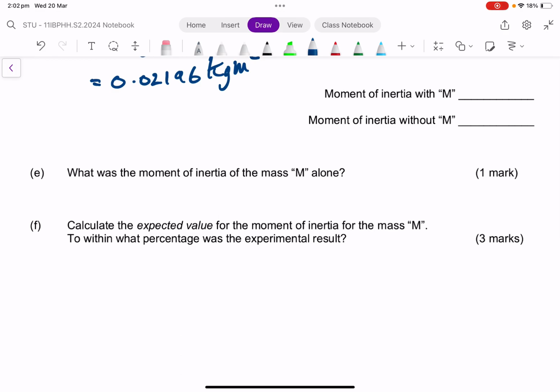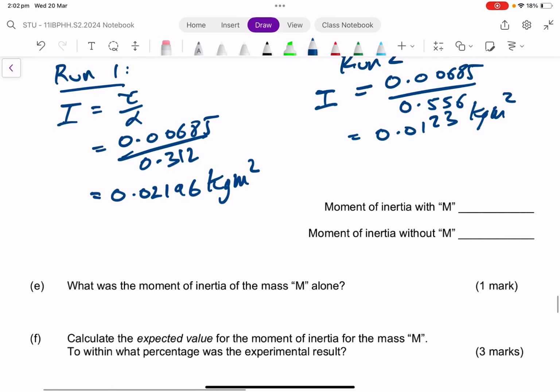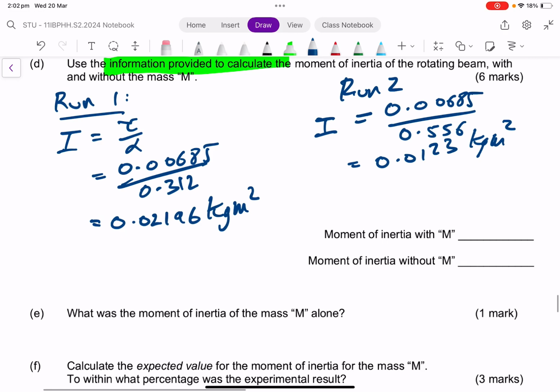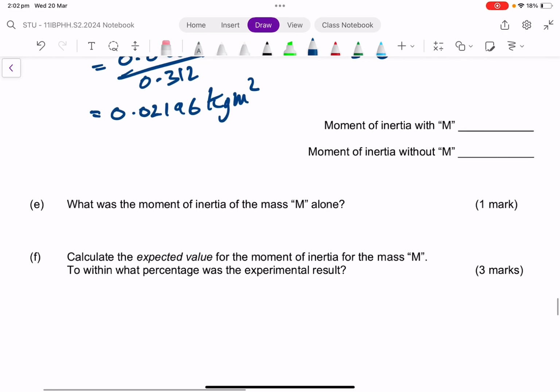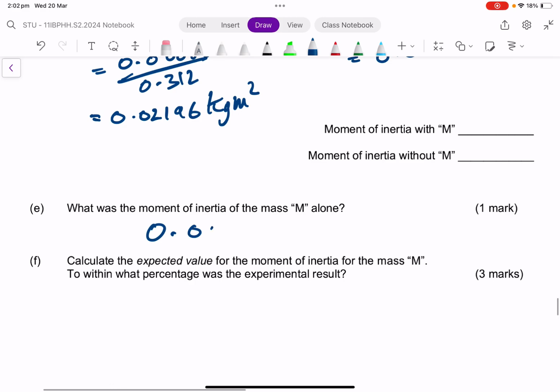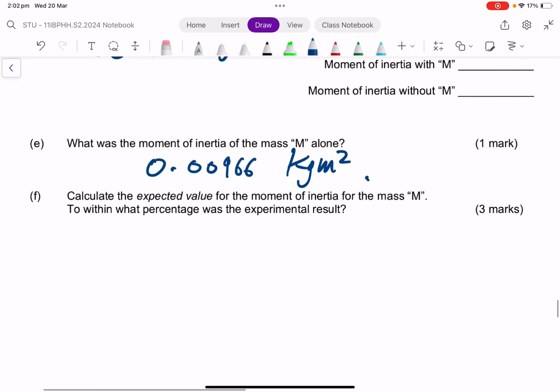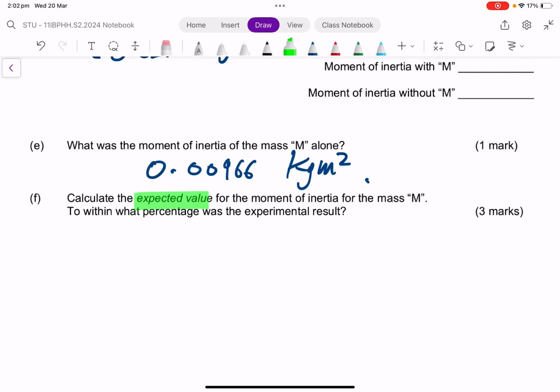Okay, E, what was the moment of inertia of the mass alone, guys? Well, you subtract one from the other. That's how moments of inertia work, and that's how we did it in the experiment the day before. So 0.00966 kgm squared. Happy times. Now, calculate the expected value for the moment of inertia. Well, the expected value, you go to your data sheet and say, right, well, the expected value of just a mass spinning at the end of a string, because there's no beam there. If the mass was on its own, what's the moment of inertia of that mass on its own?